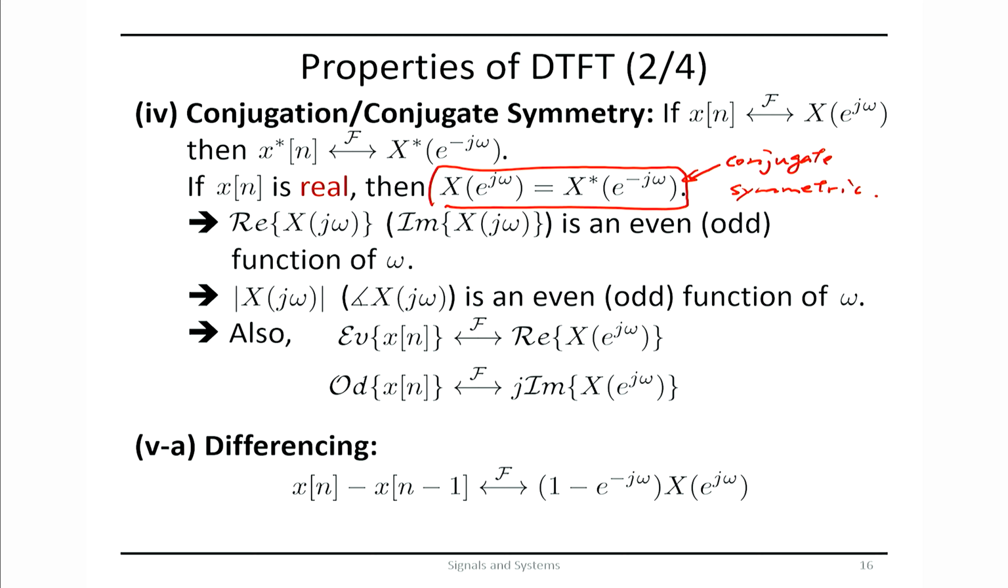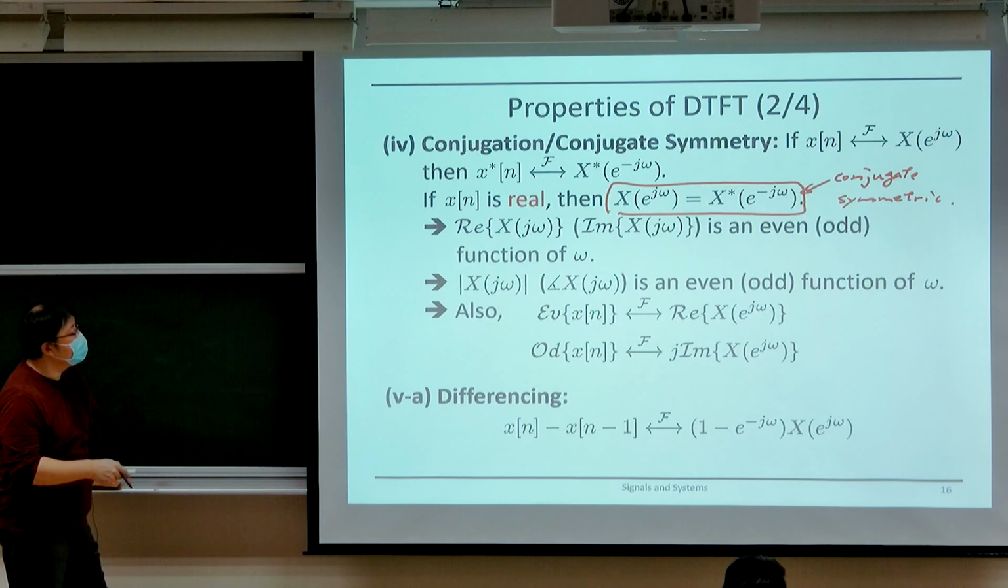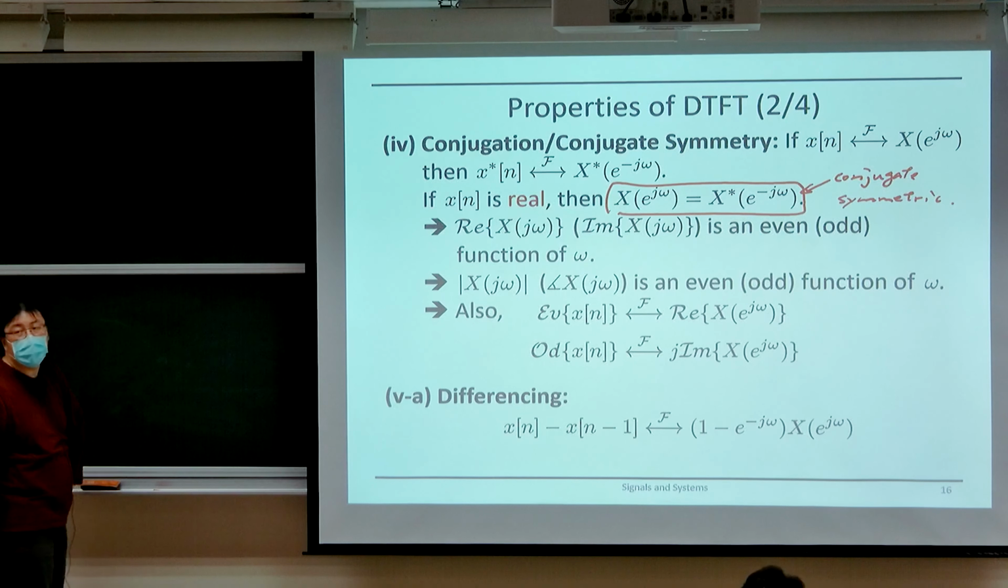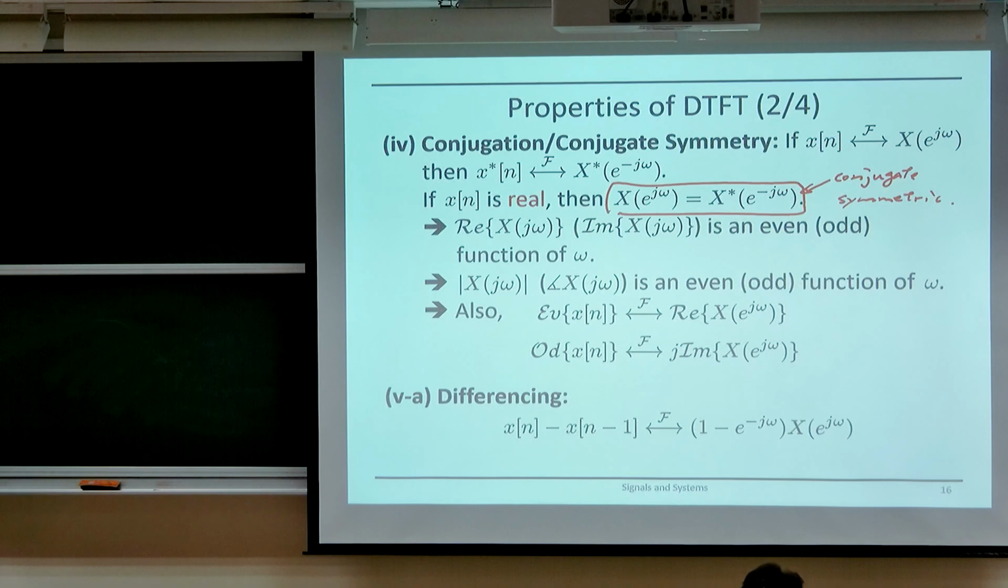So because of this conjugate symmetry, as in the continuous time case, we can show that the real part of the spectrum is even, the imaginary part is odd, and similarly for the magnitude and phase. And you can show that the even part of this signal has a Fourier transform that is equal to the real part of the spectrum of x, and the odd part is equal to the imaginary part of the spectrum.